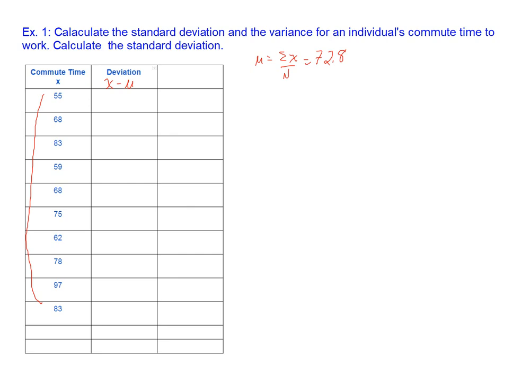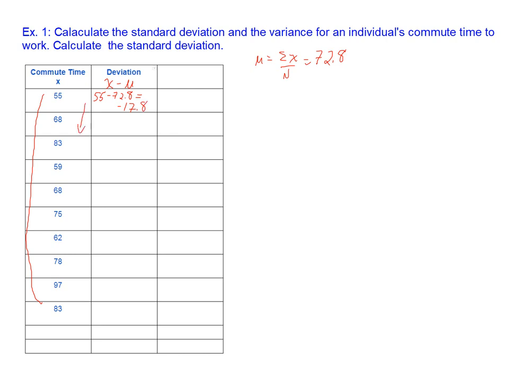So in order to calculate the deviations, we need to take every data point, in this case 55, and then we subtract the mean. And if we do that, we'll get, let's see, negative 17.8. I'll just put it down here so I have enough room. And we repeat this process all the way down the table.